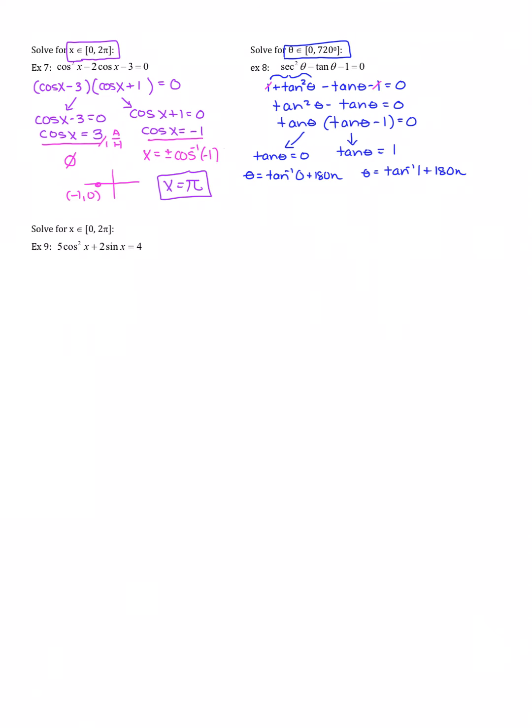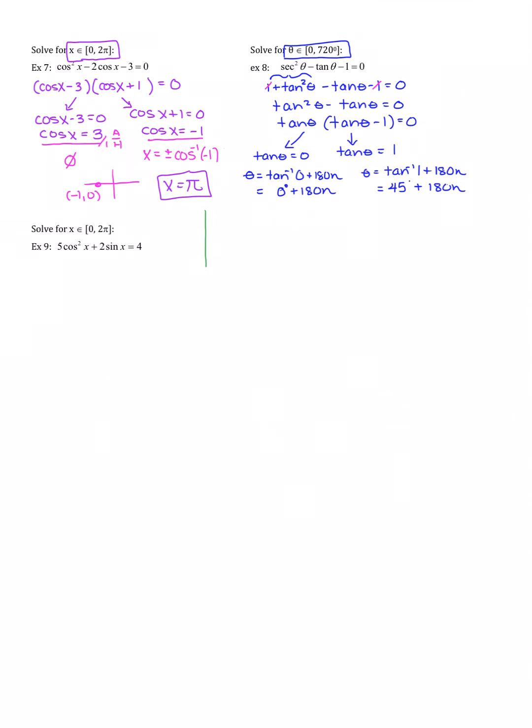All right, and we want to evaluate this. So tangent is 0. Remember, that's y over x. So your y value is 0 at 0 and 180. And we want our principal value, so we're going to choose 0 degrees plus every 180n. Tangent is 1, positive 1 in the first quadrant at 45 degrees plus 180n.